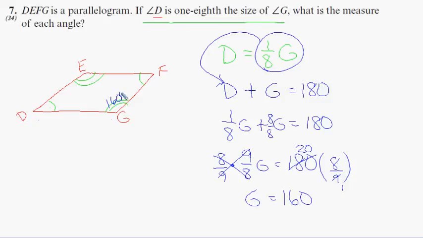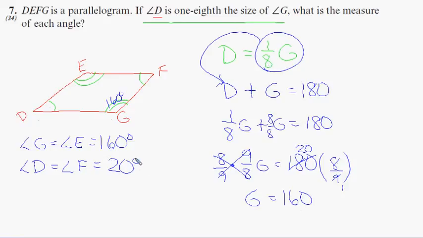All right, which means that angle E is also equal to 160 degrees. So we can say angle G equals angle E equals 160 degrees. Okay, and then we can say angle D equals angle F equals, and if you take 1/8 of 160 degrees, I hope you can see pretty quickly that that's equal to 20 degrees. So there you have it, number 7.